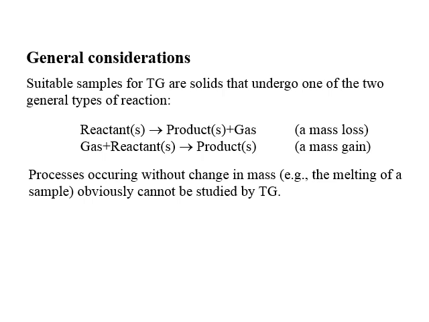General consideration: suitable samples for TGA are solids that undergo one of two types of general reactions. They're either reactants that result in some kind of a reaction product plus a gas, which in TGA will manifest itself as a mass loss, or we get some kind of a gas plus a reactant to form an ending product, which is a mass gain. In that case, that would be like the oxidation of a metal. Processes occurring without a change in mass, i.e. the melting of a sample, cannot be studied by TG. Correspondingly, something like the melting of a sample would be measured by DSC, which we'll talk about later on in these slides.